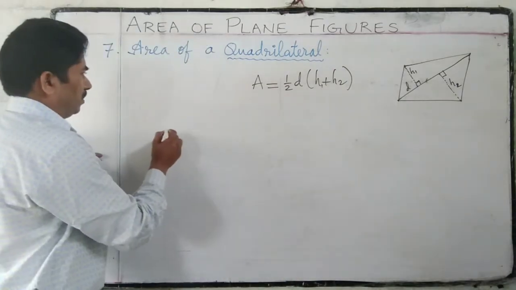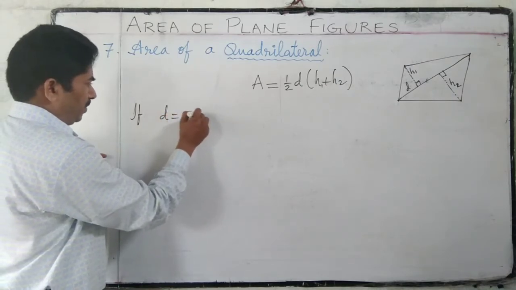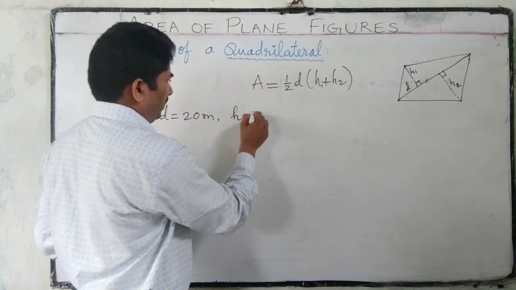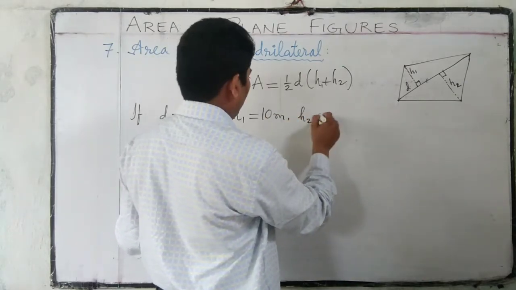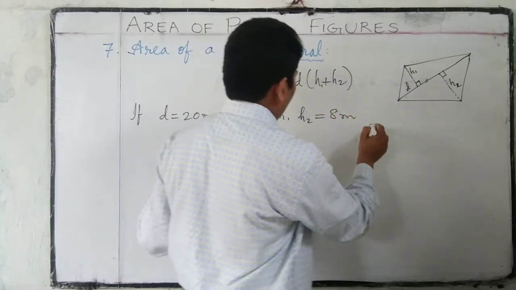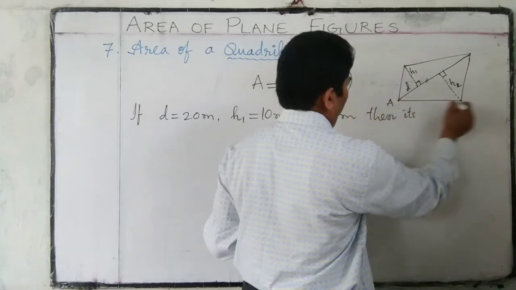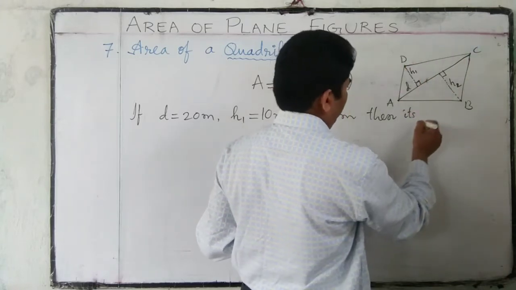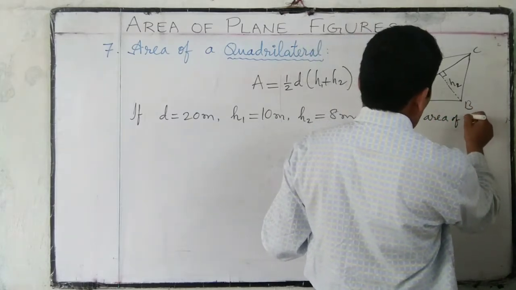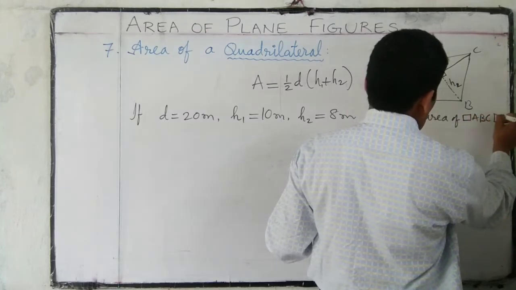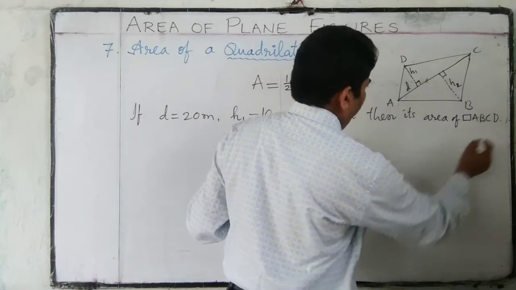If D is equal to 20 meters, inner heights H1 10 meters and H2 8 meters, then its area, this A, B, C, D, then its area of quadrilateral ABCD is equal to how much?